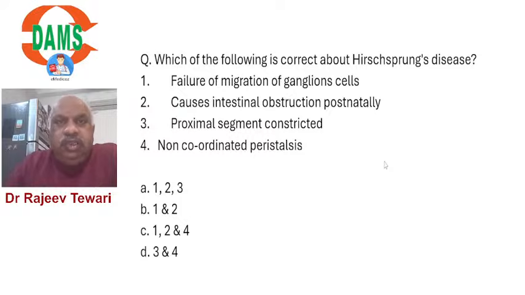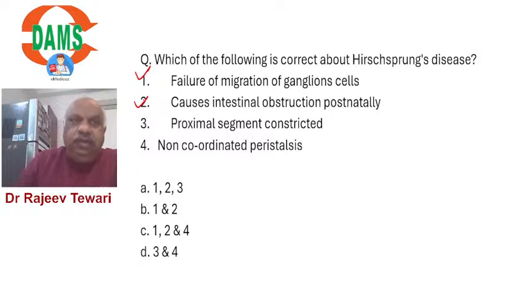Which of the following is correct about Hirschsprung disease? Hirschsprung is absence of ganglia which fail to migrate. In the fetus, the ganglia, Auerbach and Meissner plexuses, reach up to the lower part of the rectum and anal canal by the end of the 12th week of intrauterine life. If they stop somewhere, the distal part remains aganglionic. So that's right. Causes intestinal obstruction?